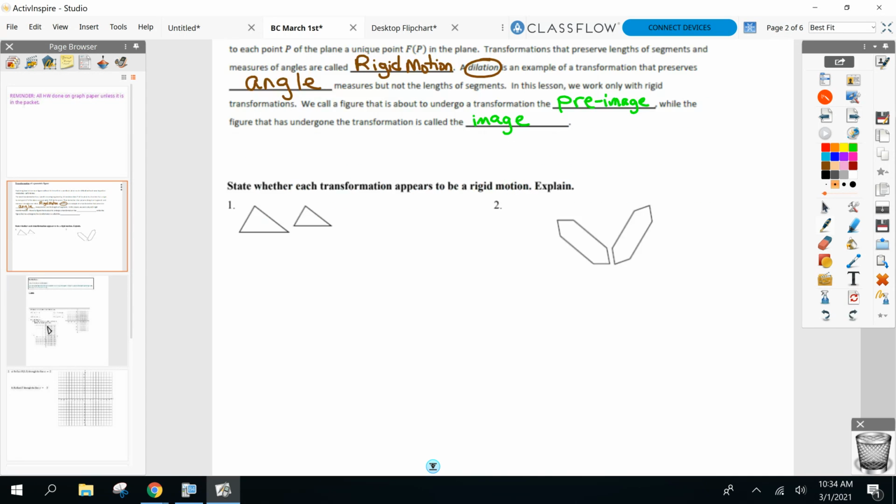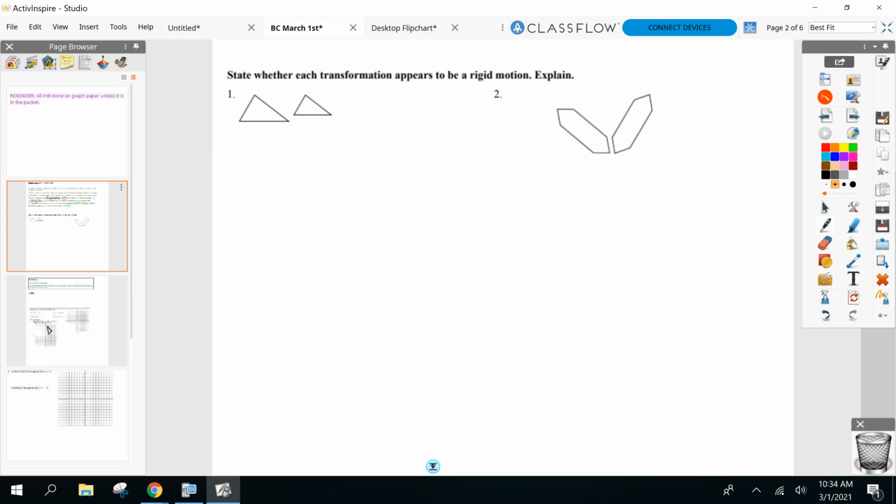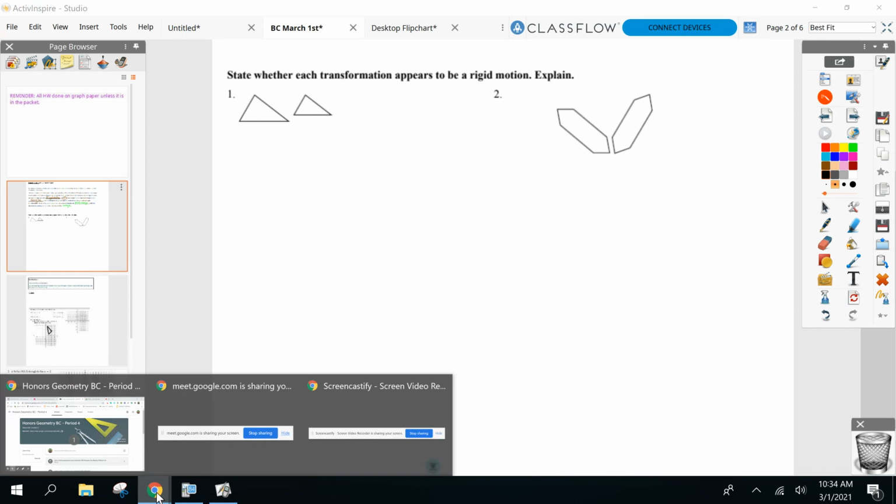All right, so I'm going to start using that vocabulary in this unit. All right, real quickly on the rigid motions. Take a look. Number one, I got two triangles. The one on my left is my pre-image. The one on my right is my image. Did I perform a rigid motion? Did I perform some type of transformation where side length was preserved and angle measure? Does it look like I performed a rigid motion here?